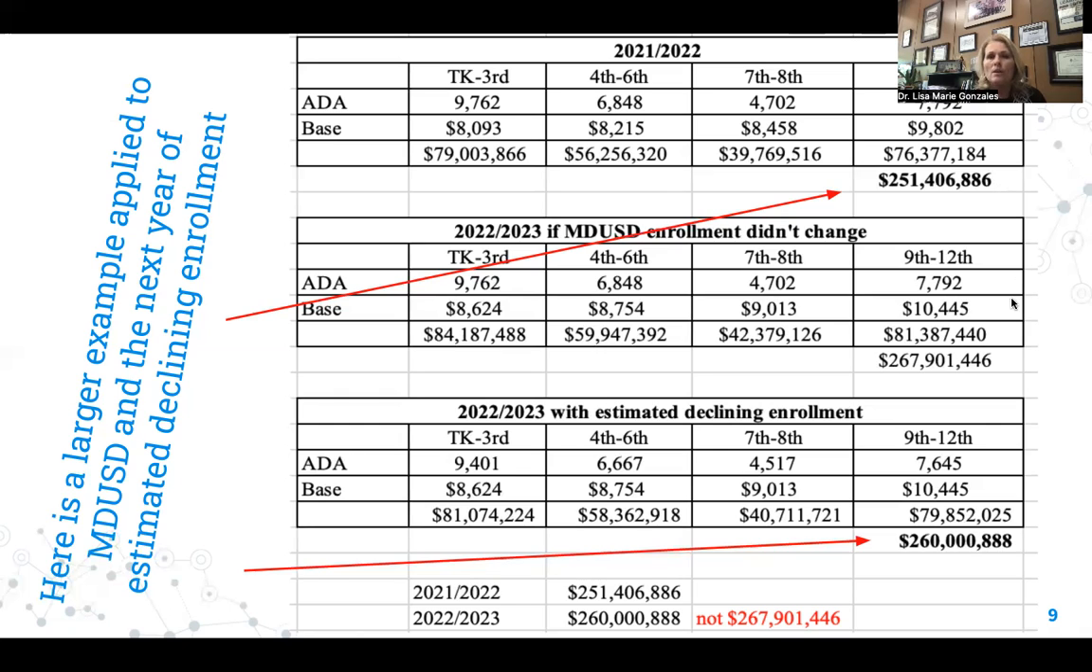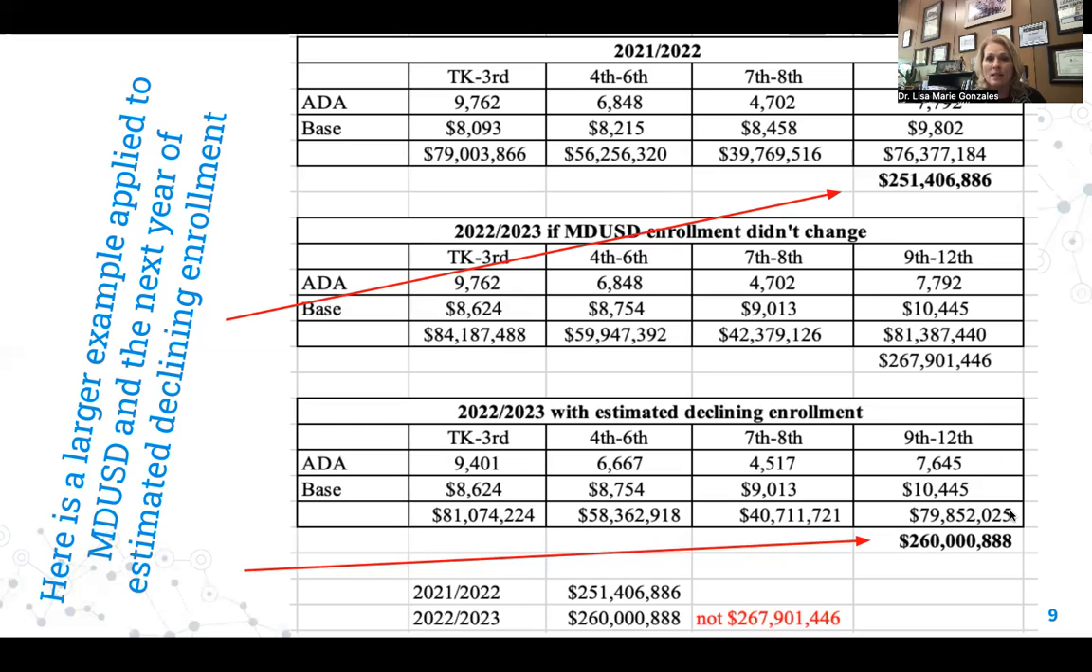Now, let's go down to this one. Let's assume that we were not in declining enrollment. The exact same number of students would come to school next year that did this year. This is the amount that we would expect to get based on the increased COLA. We'd go from 251 million to 267, almost $268 million. Big jump. However, we are declining enrollment.